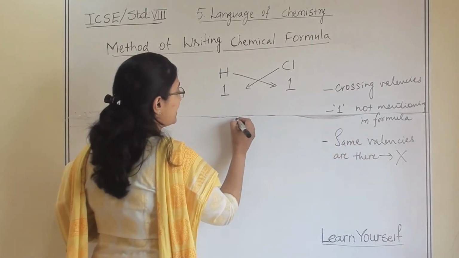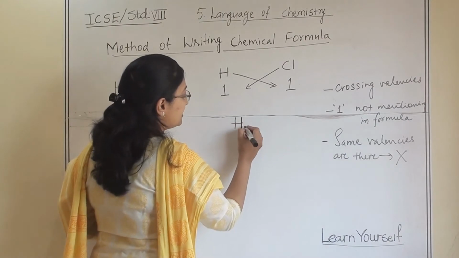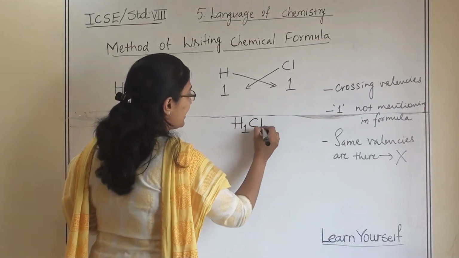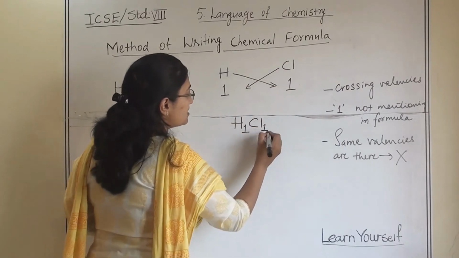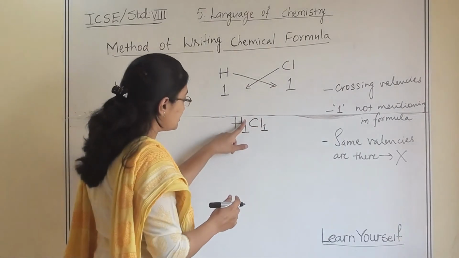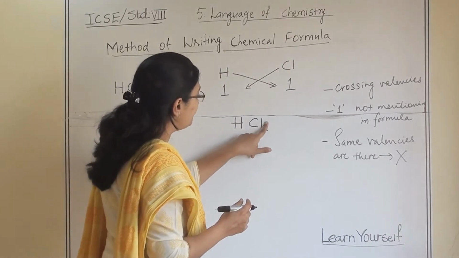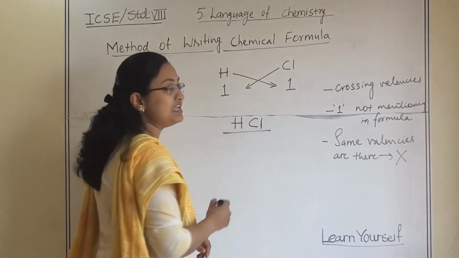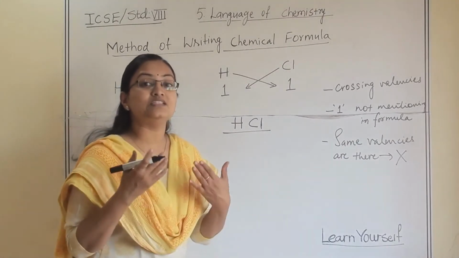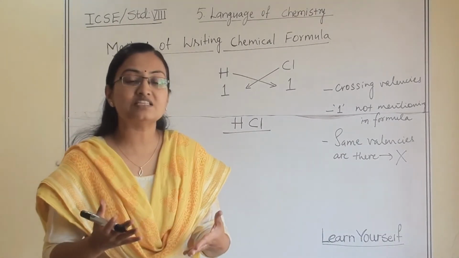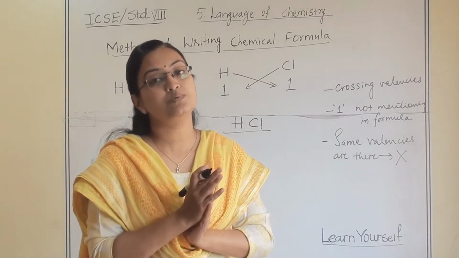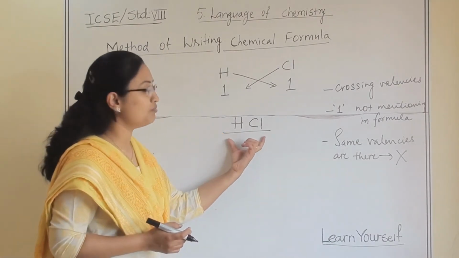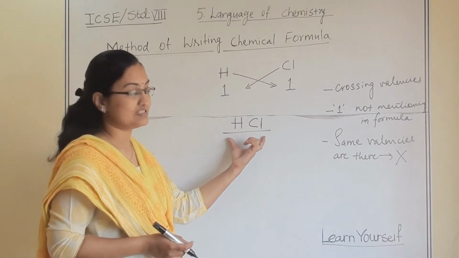So when we are writing hydrogen chloride, it is H1 because of the one valency of chlorine, and Cl1 because of the one valency of hydrogen. But in the molecular formula, we are not mentioning 1. So the molecular formula will be HCl. When you are writing H, it is obvious that one hydrogen is present. So there is no need to mention 1 in that. So this is our molecular formula, HCl.